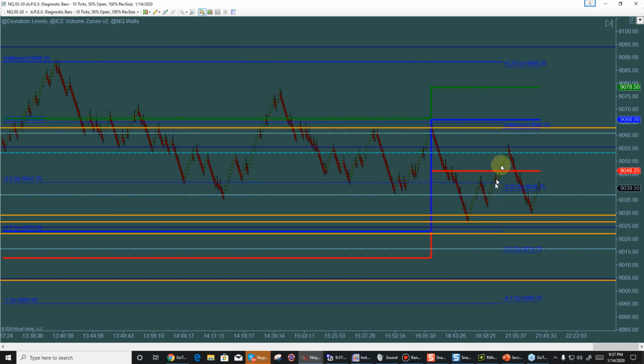Like right down here, it goes right up to the wall, bounces down to it, comes right down to the wall again. Look at this right here. Down, back up to the wall, breaks it, back down to the wall, oscillates, back down to this wall. See how it's really respecting the walls?